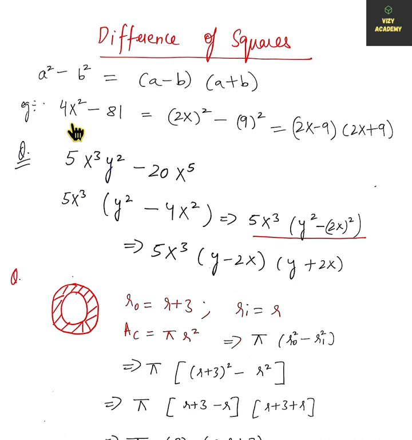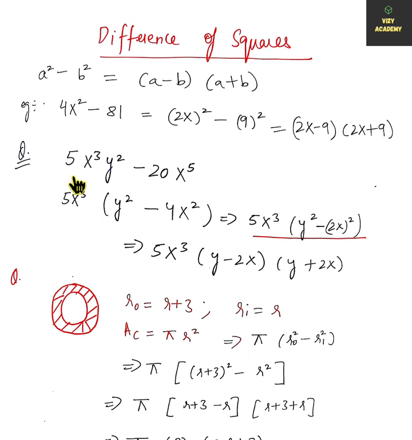For example, 4x² − 81 is equal to (2x)² − 9². So 4x² and 81 are perfect squares. So (2x)² will be 4x² and 9² will be 81. Applying the above formula, a² − b² is equal to (a − b)(a + b). So it will be (2x − 9)(2x + 9).